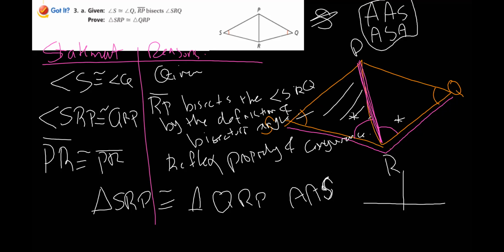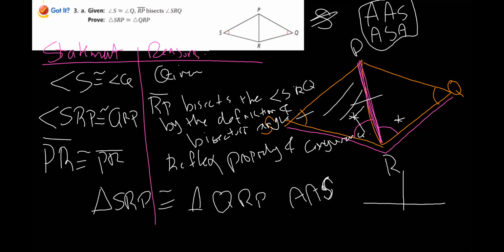This angle and this angle. Teacher, how do you conclude that angle R, the one on the left, is congruent? Because PR bisects the angle SRQ. Okay, the angle is bisected, so they are equal.